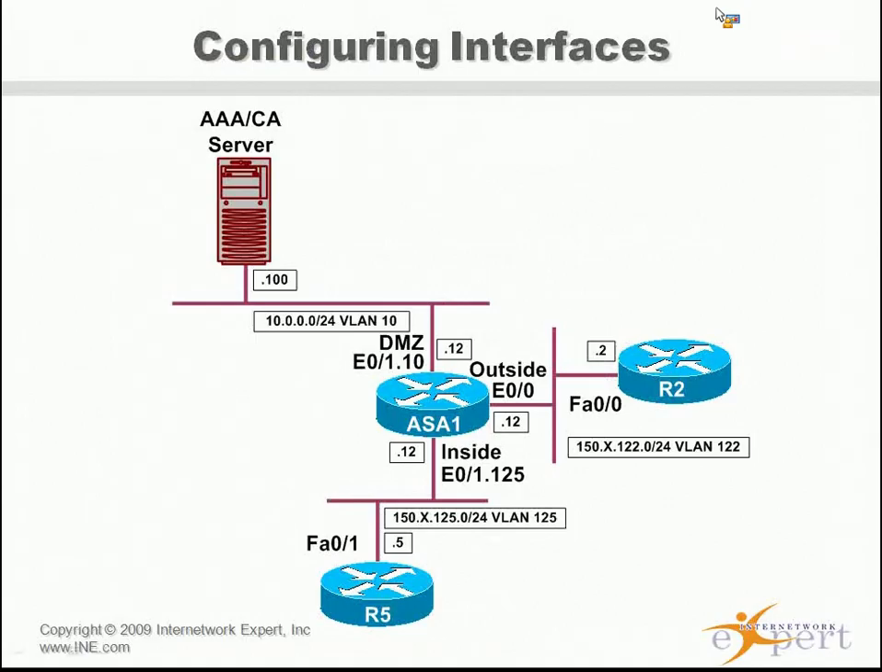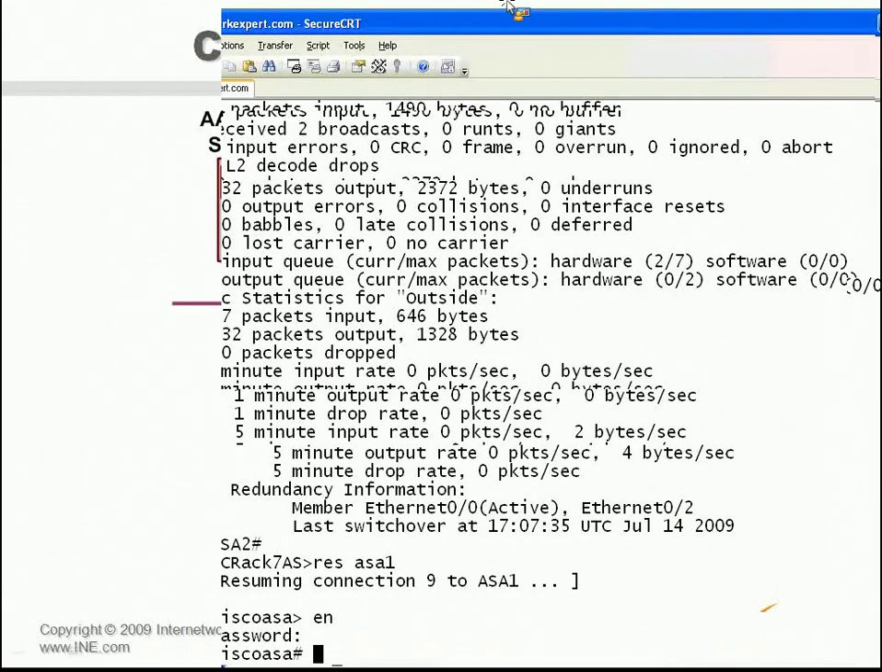So here we have more interfaces. We have 3 instead of 2. We also have the introduction of sub-interfaces. Slight differences there. Go ahead and get into these here. So on our device here, switching to ASA 1.